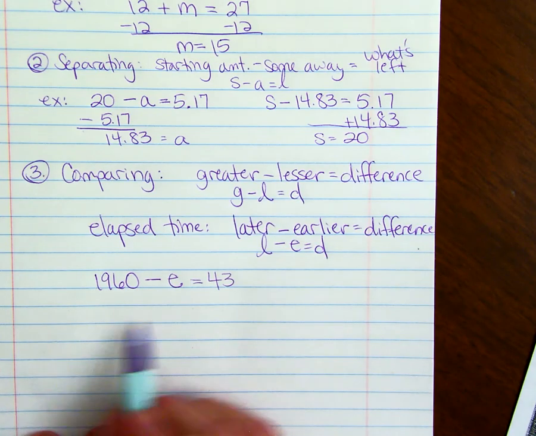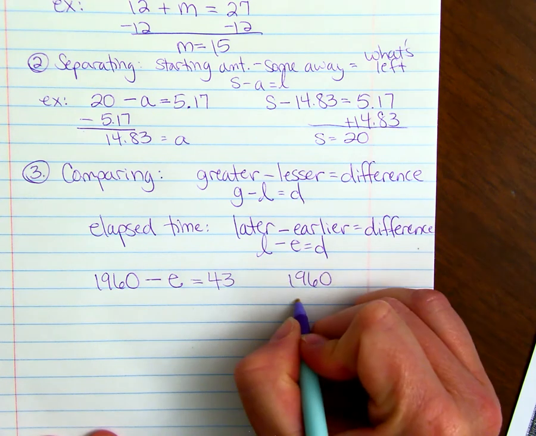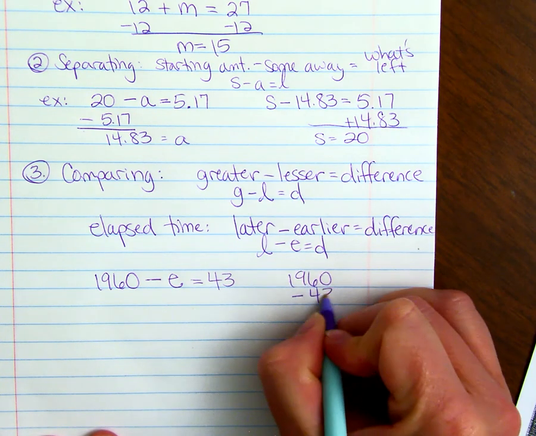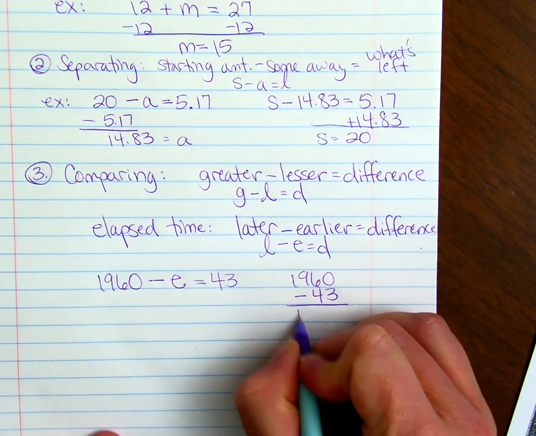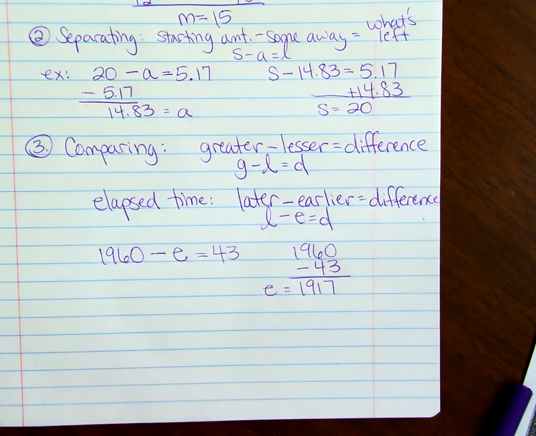Then to find the birth year, we would do 1960 minus 43, and we get 1917. So the year he was born was 1917. And that's the end of the lesson.